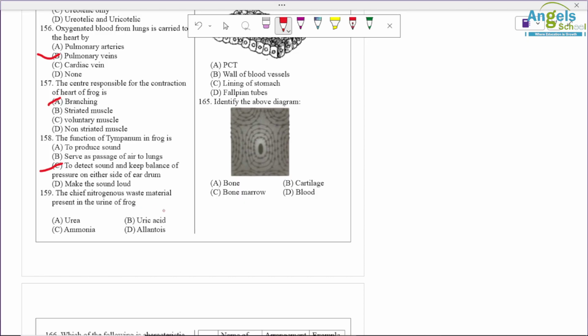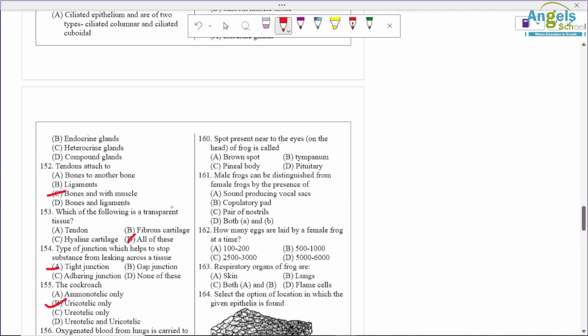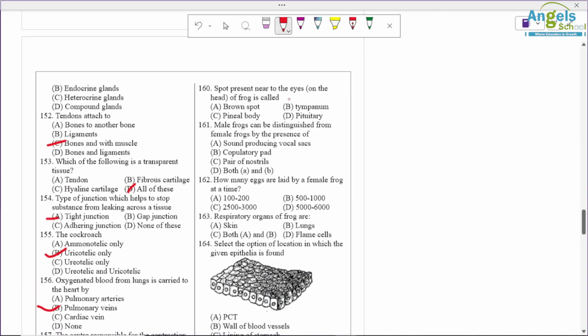The chief nitrogenous waste material present in urine of a frog: the frog is ureotelic, so urea is present in urine of frog. The spot present near the eye on the head of a frog is called the tympanum. Male frog can be distinguished from female frog by the presence of sound producing vocal sac and copulatory gland, so here D is the correct answer, both A and B.